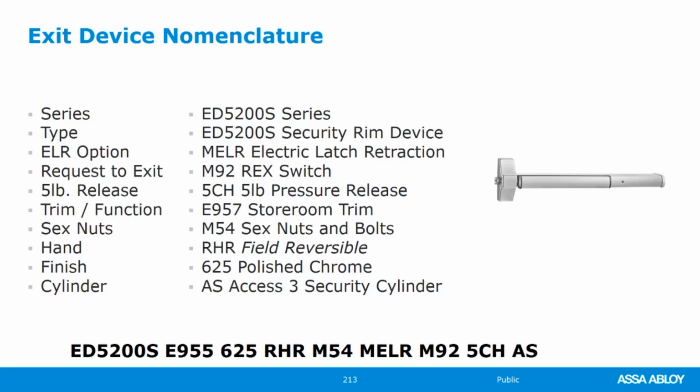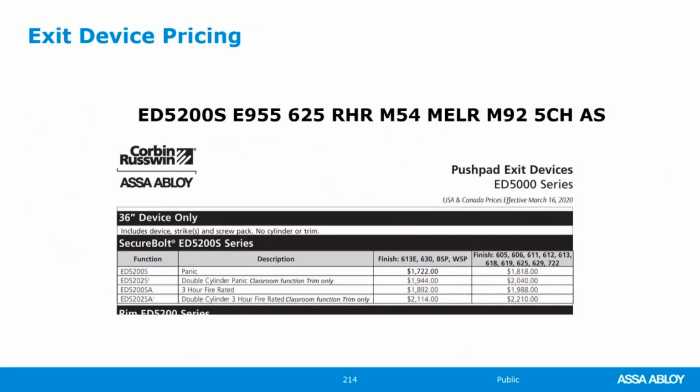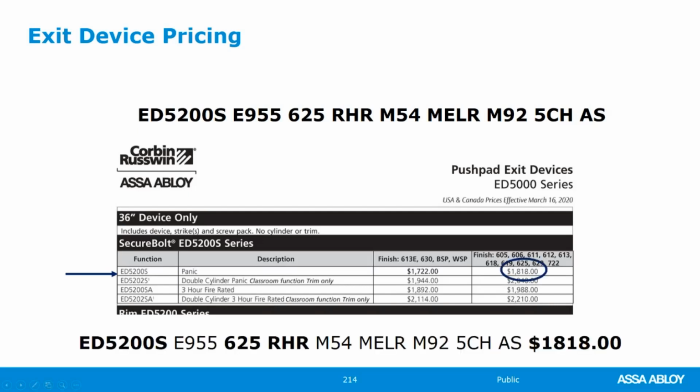Now that we have that, we can start putting our pricing to this. So we will go to our price book. If you have your price book, the exit devices for the ED 5000 are listed on page 279. We want to come down to the secure bolt, the ED 5200S series. We find our device. We find our part number here in the left column. We come across to the proper finish, which would be the far right column. 1818 is our list price for the device itself.